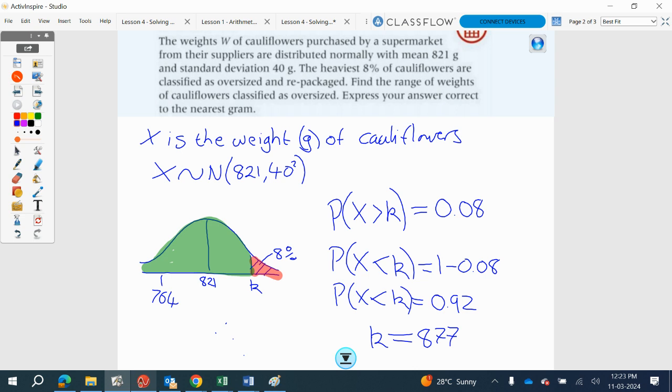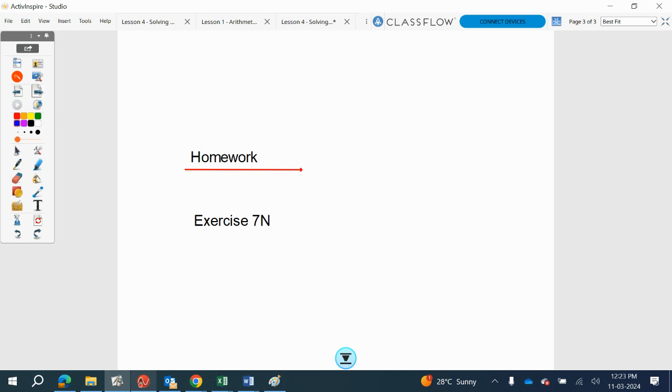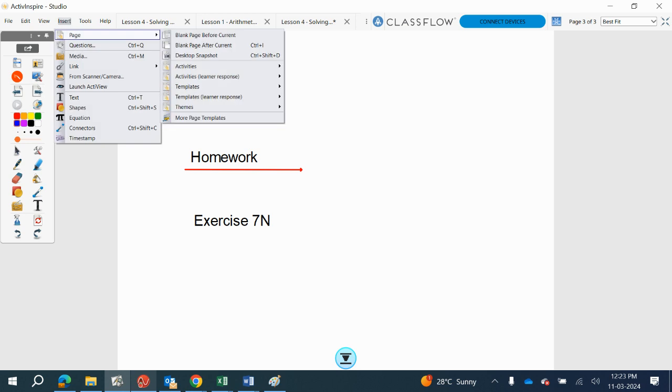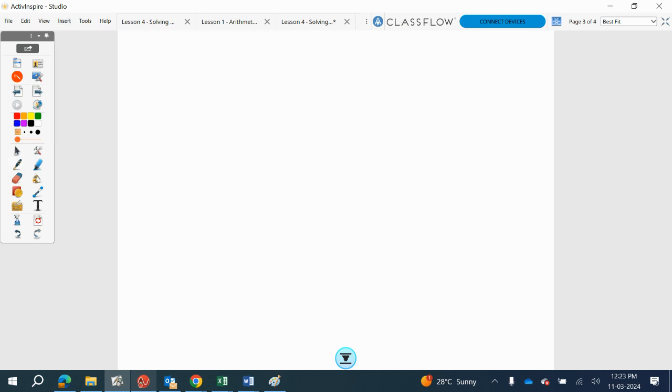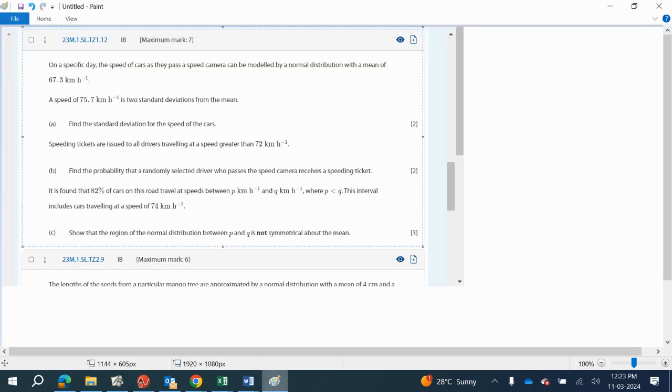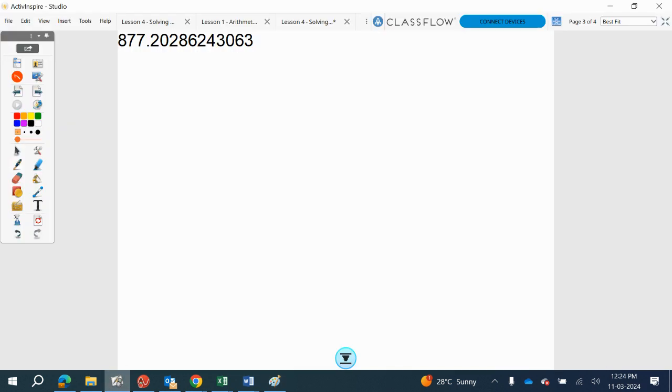All right, so we have a bit more time today than I did with my other group. Instead of going to the homework, let's add an extra page and try an exam style question. Here we go. Here's my exam style question.